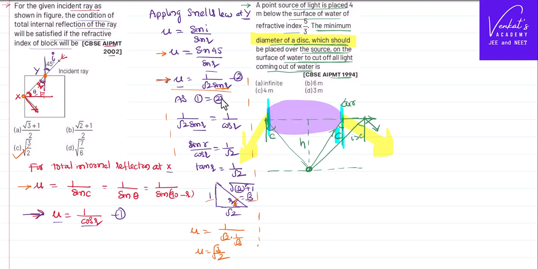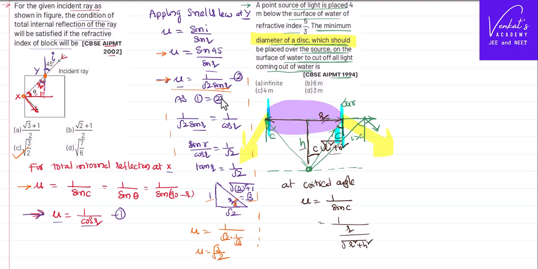Now he is asking what should be the diameter of this disc. You need to know the radius, so you can find the diameter, right? If this is the critical angle, this also automatically becomes the critical angle, and we can write at the critical angle mu equal to 1 by sin c. See, this is c, this is h, this is r. The hypotenuse becomes root of r square plus h square. 1 by sin c means opposite side by hypotenuse, r by square root of r square plus h square. So if you simplify, mu becomes square root of r square plus h square by r.